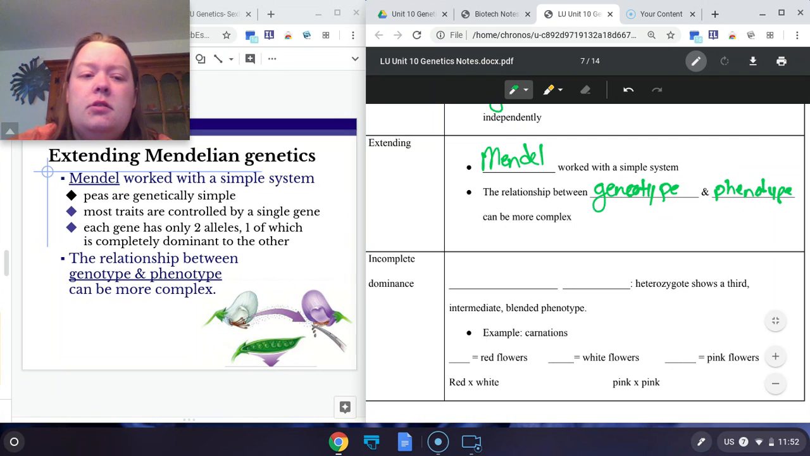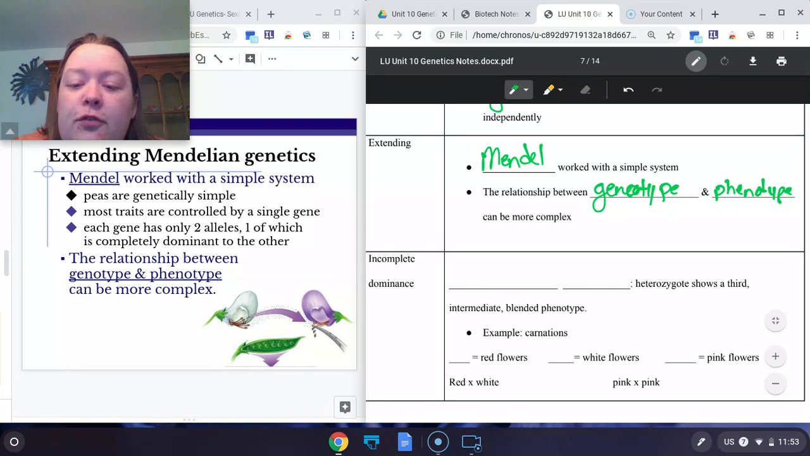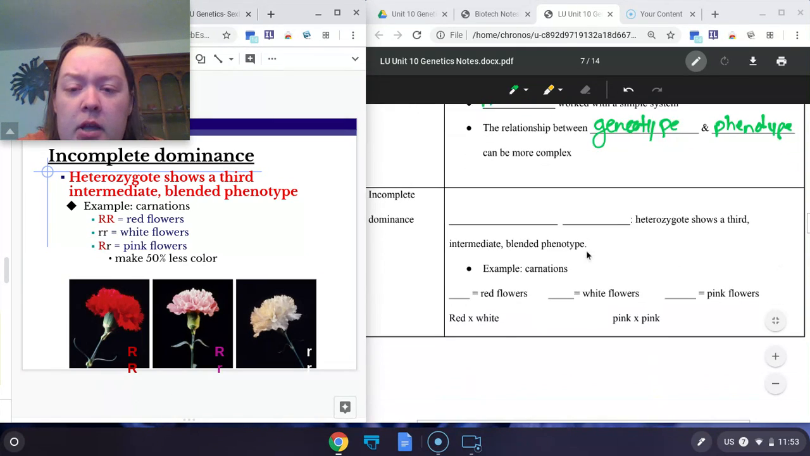So especially in humans, a lot of traits are much more complex than, you're either tall or short. It doesn't work that way. There's a range of different traits you can inherit. You're not just tall or short. You can be anywhere in the middle. So it's much more complex, and we're going to talk about a few of those different types of inheritance today. The first one we're going to look at is called incomplete dominance.